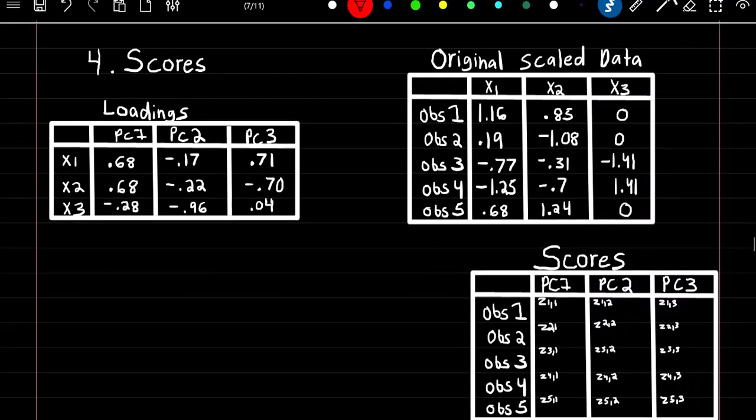So we just covered load-ins, and now we're going to cover scores. You are expected to solve for scores by hand, assuming that you're given the load-ins already. The formula that we're going to use is that a score is equal to the summation from j equal to 1 to p of our load-in value times our original observation.